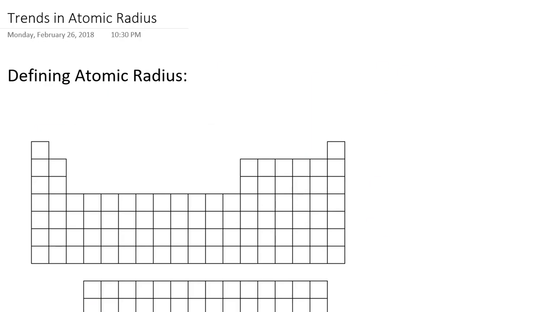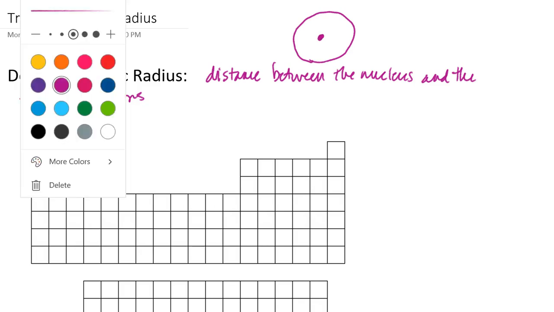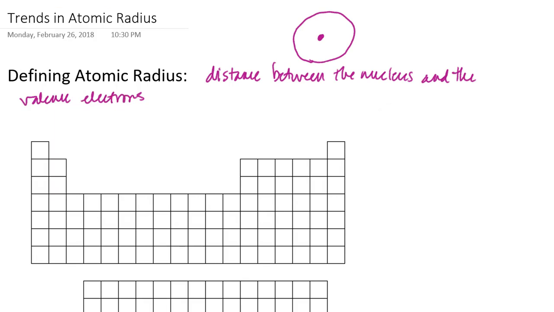So let's consider atomic radius first. Now, in terms of defining what the atomic radius is, in simplest terms, basically it's the distance between the nucleus and the valence electrons. Okay, so basically if this is a nucleus and if my valence electrons are, say, here, then basically this distance from the nucleus to the valence electrons, that would be considered my atomic radius.